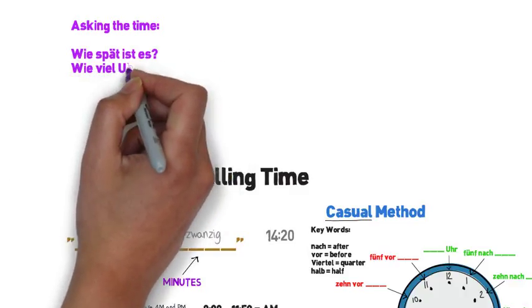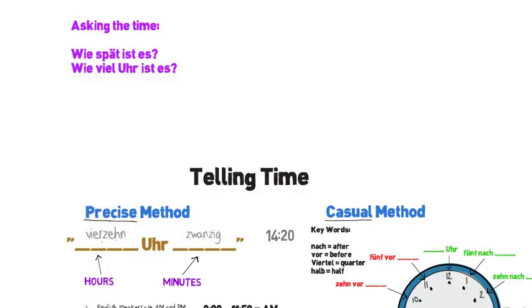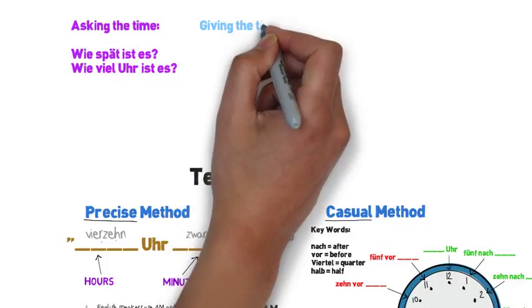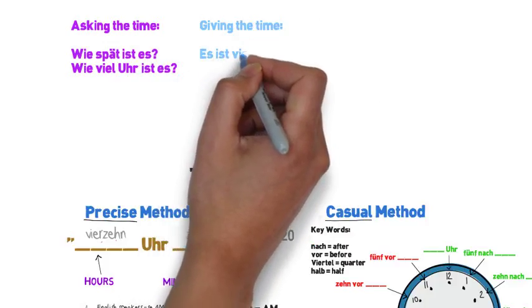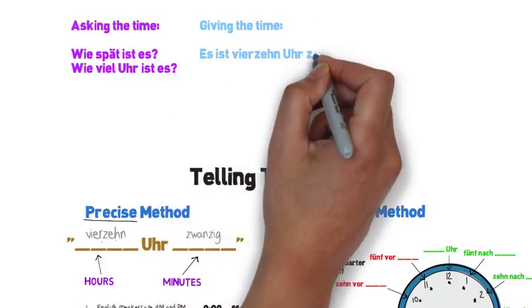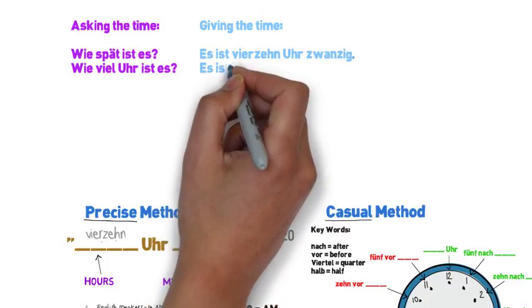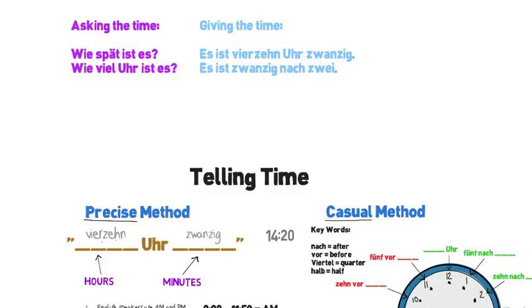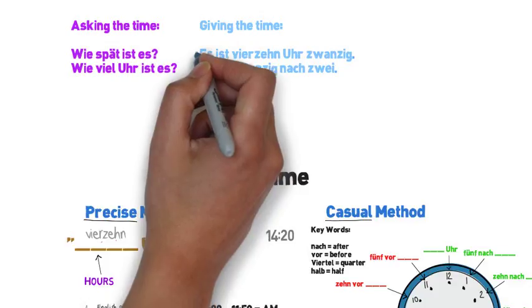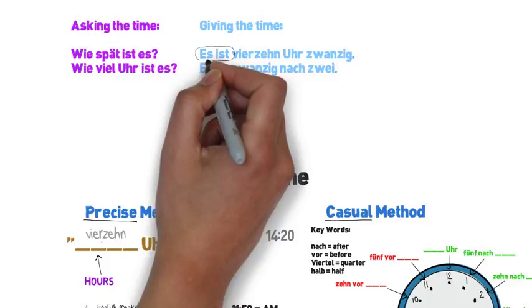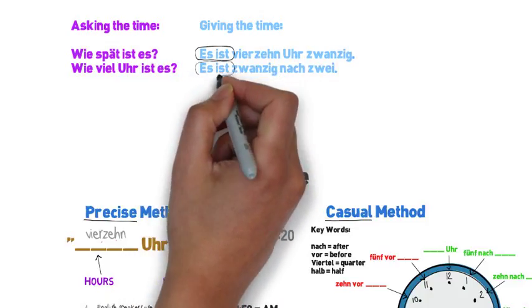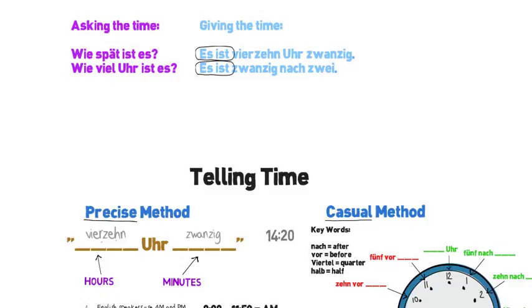Finally, let's talk about using times in actual context. If you want to ask the time, you could ask either Wie spät ist es? Or Wie viel Uhr ist es? The answer would then be something like Es ist 14:20 Uhr, or es ist 20 nach 2, depending on whether someone uses the casual or precise method. Regardless of whether you use casual or precise method, you use the phrase es ist for it is, very similar to English.